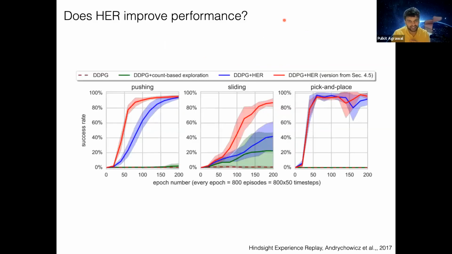And there's a comparison of DDPG, which is the baseline they compared against. And you see this dashed red line performs very poorly on these tasks because the rewards are very sparse, versus DDPG plus HER, which is hindsight experience replay, ends up doing a whole lot better.